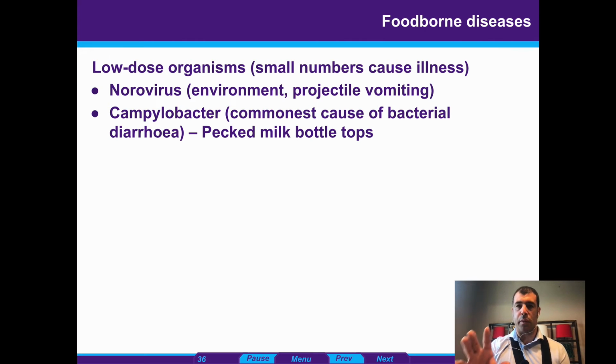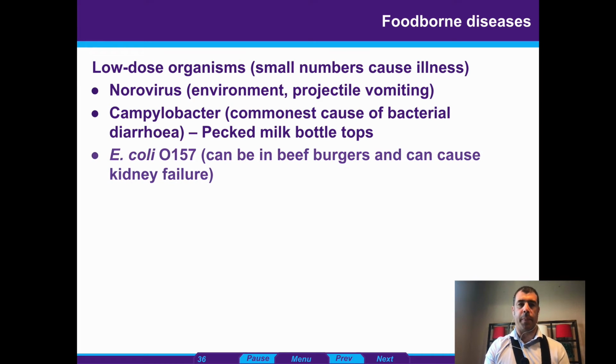But remember the risk groups that we were talking about earlier. So if you were to undercook chicken for elderly and fragile people, what would happen? You could be killing somebody. So really pay attention to that. E. coli 0157, this can be found in beef burgers and can cause kidney failure.